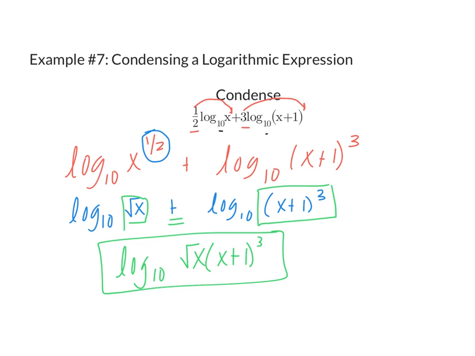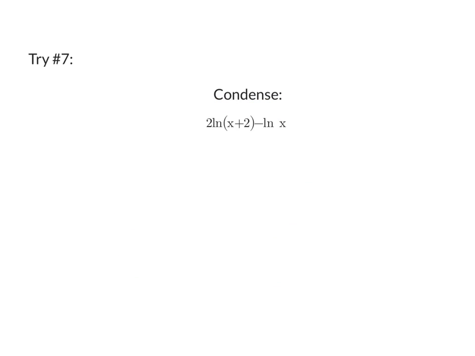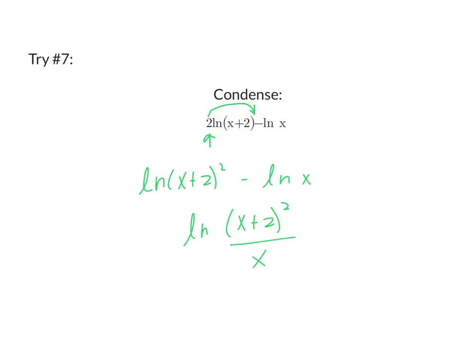Let's look at our last problem. Again, we need to condense, and this is natural log. What I see is a number in front of a natural log. This is a power, so I need to attach it to what I have. So this is really the natural log of x plus 2 squared minus the natural log of x. After that, the subtraction really means division. So the natural log of x plus 2 squared over x.